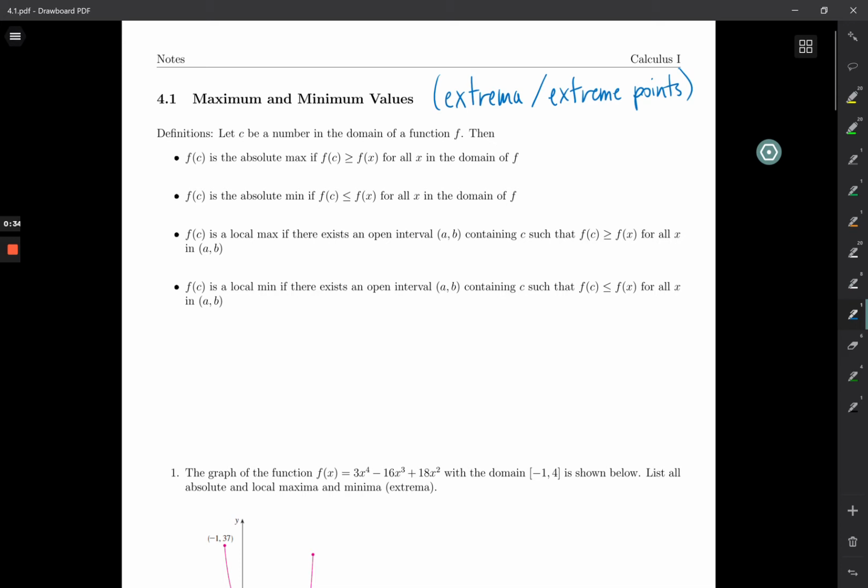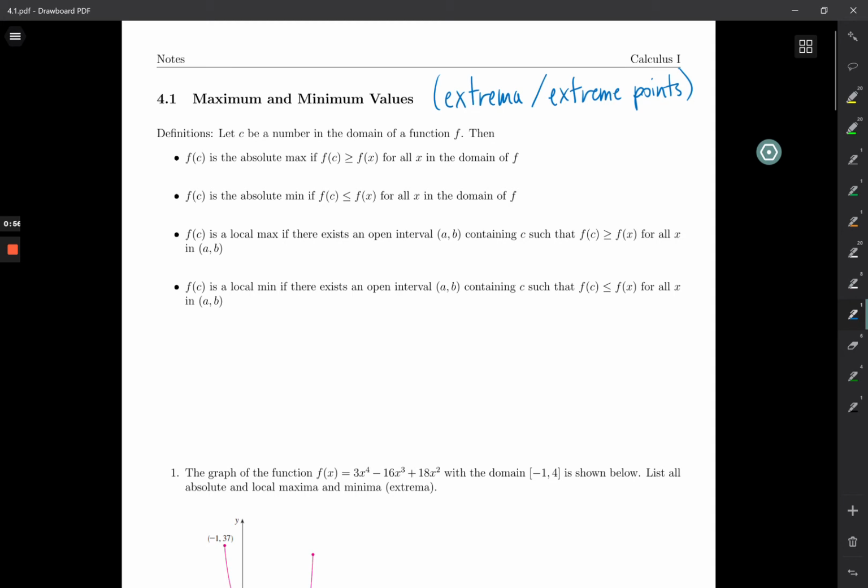There are two different types. We could have absolute extrema or local extrema. And so we could have either an absolute max or absolute min, or a local max or a local min. And so we get four different types of extrema, and each of these is defined here. So let's just go over the definition.